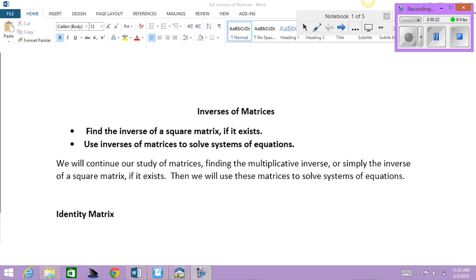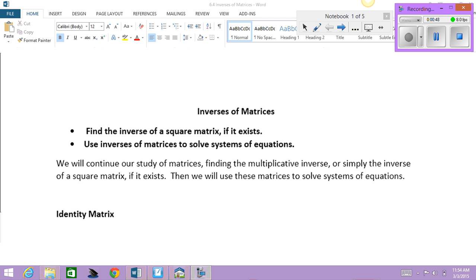This lesson will be broken up into two different videos, day 1 and day 2. So the first thing we need to talk about is how we will continue to study matrices by finding multiplicative inverses and determining if the inverses of square matrices exist. We're then going to use those matrices to solve systems. So that's the overall goal.